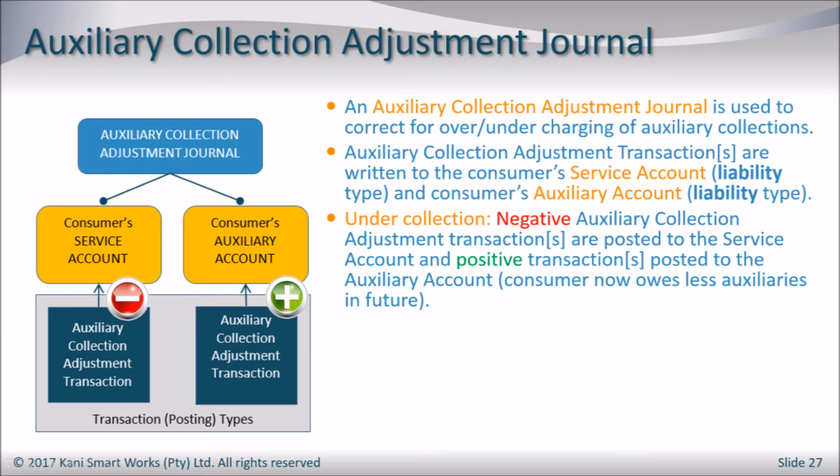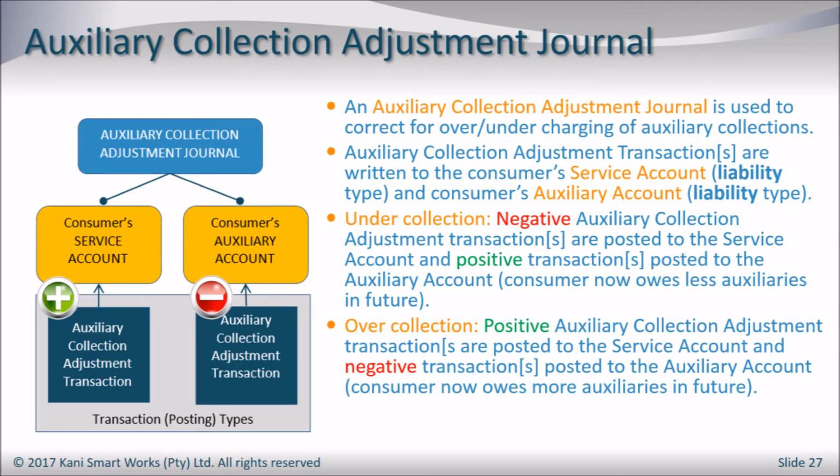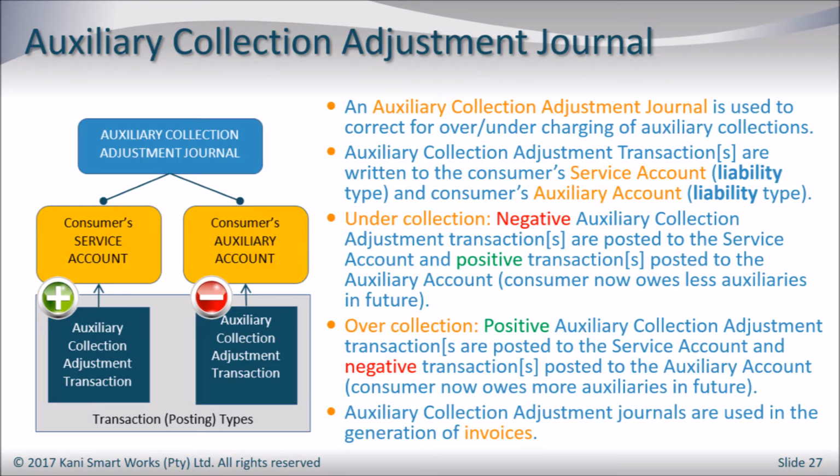So for an under-collection, negative auxiliary collection adjustment transactions are posted to the service account, and positive transactions posted to the auxiliary account because the consumer now owes less auxiliaries in the future. In the case of over-collection, positive auxiliary collection adjustment transactions are posted to the service account and negative transactions posted to the auxiliary account because the consumer now owes more auxiliaries in the future. Auxiliary collection adjustment journals are used in the generation of invoices.